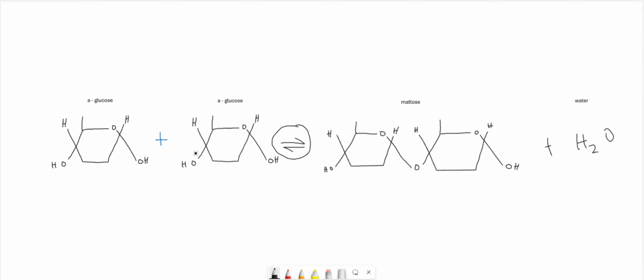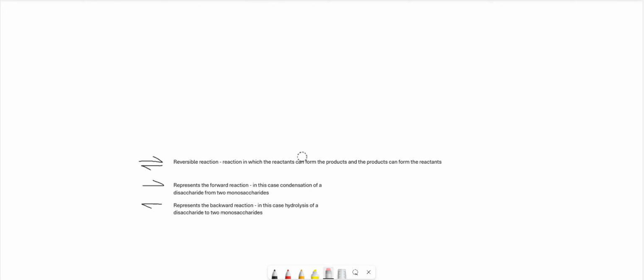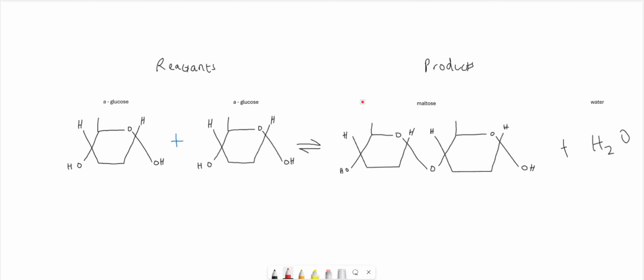Now, what do I mean by this? So this side is the reactants, and this side is the products of the equation. And think of this middle bit as like an equal sign in a sense. The left hand side is the reactants, and the right hand side is the products. So therefore, it's a reaction in which the reactants can form the products, and the products can form the reactants. And since I've already mentioned that the forward reaction is the condensation reaction, I'm just going to represent it in a short form.